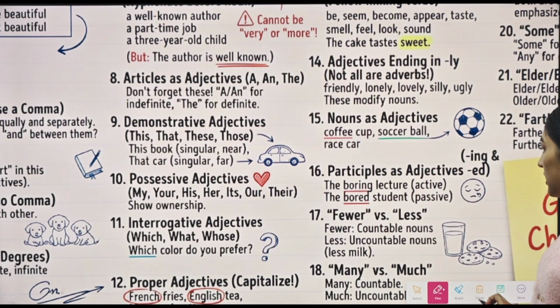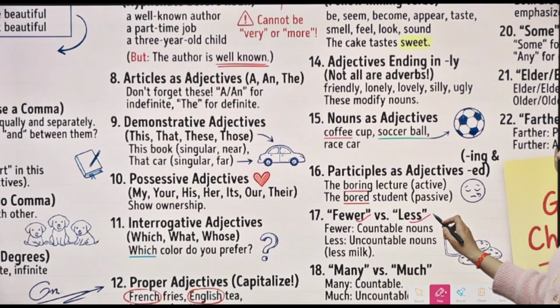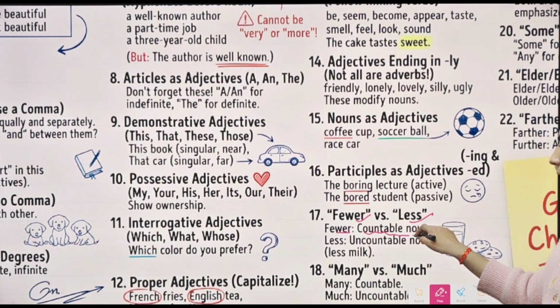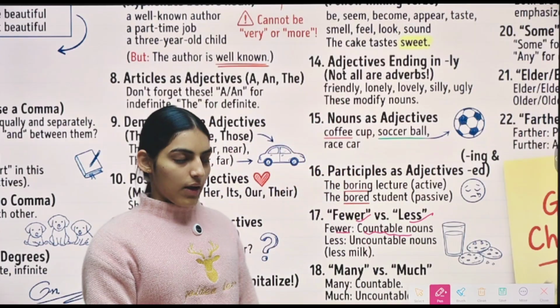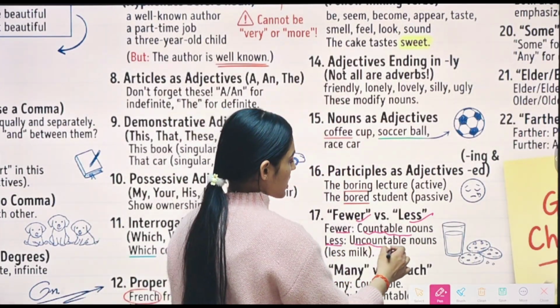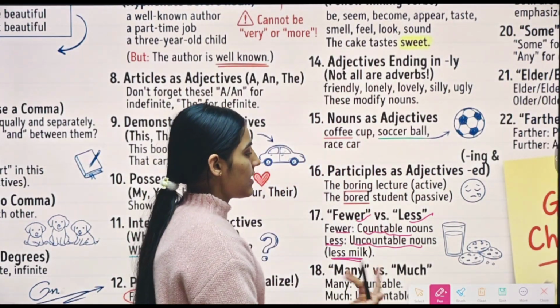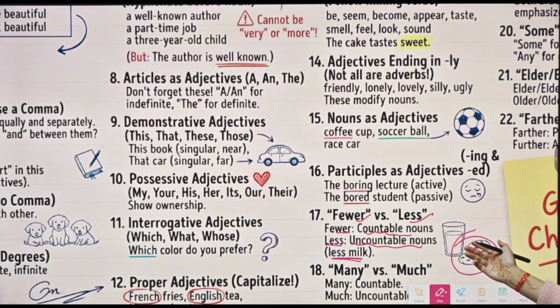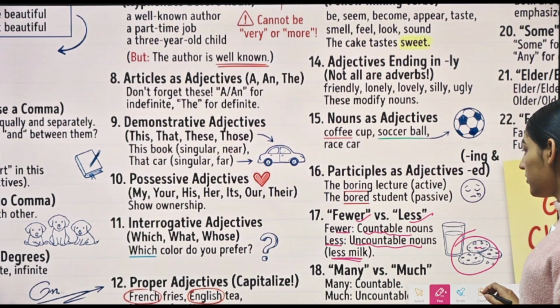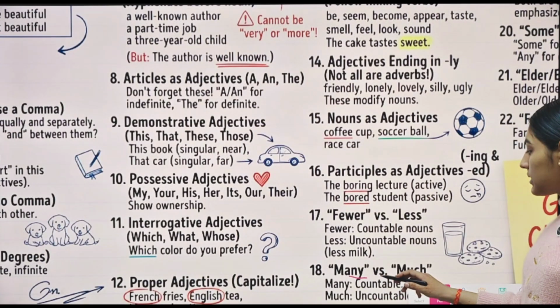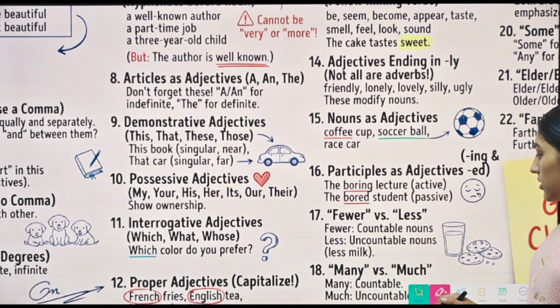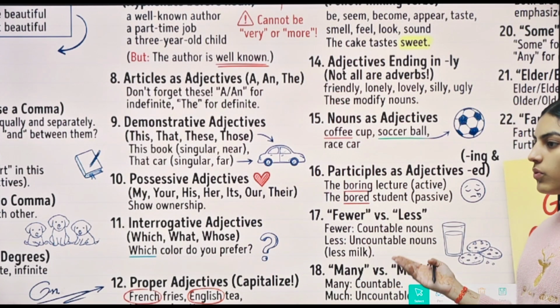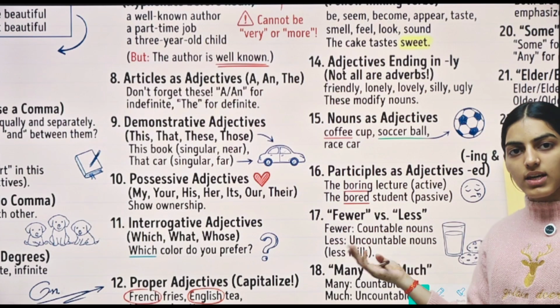Now let's see the 17th, which is fewer versus less. Fewer is for countable nouns. This one I told you when I was teaching you the rules of nouns. Then we have less, for uncountable nouns, like less milk. Biscuits are countable, so fewer biscuits. Then we have many versus much. Many is for countable and much is for uncountable. This one I already told you when I was teaching you countable nouns versus uncountable nouns.